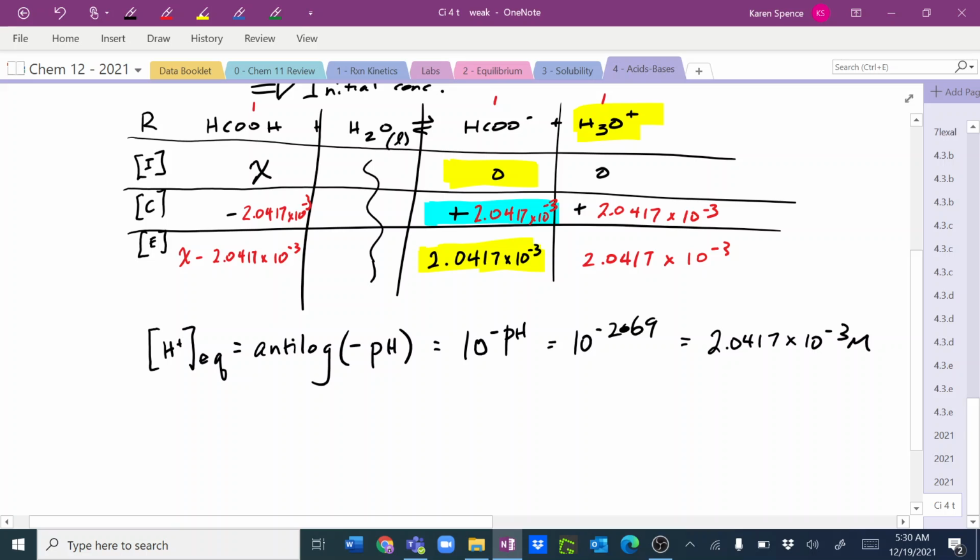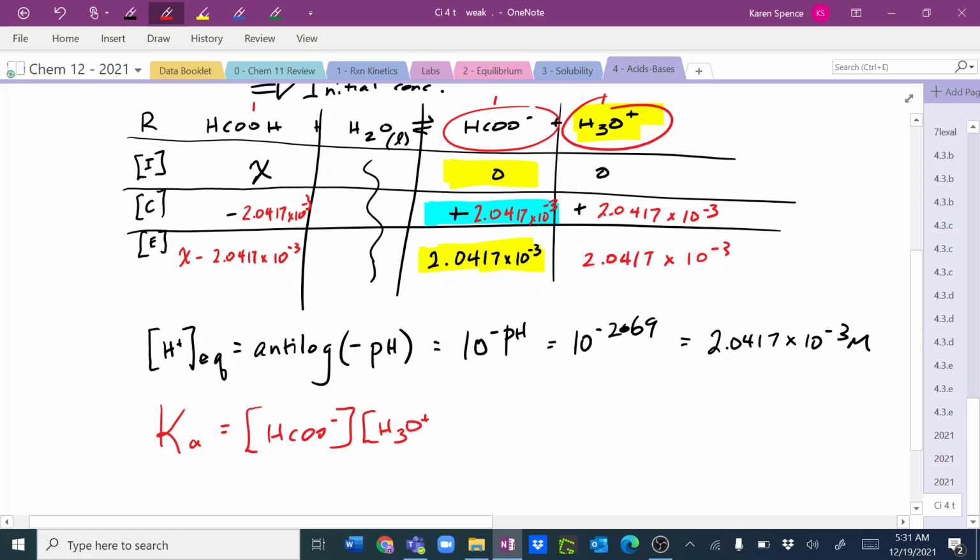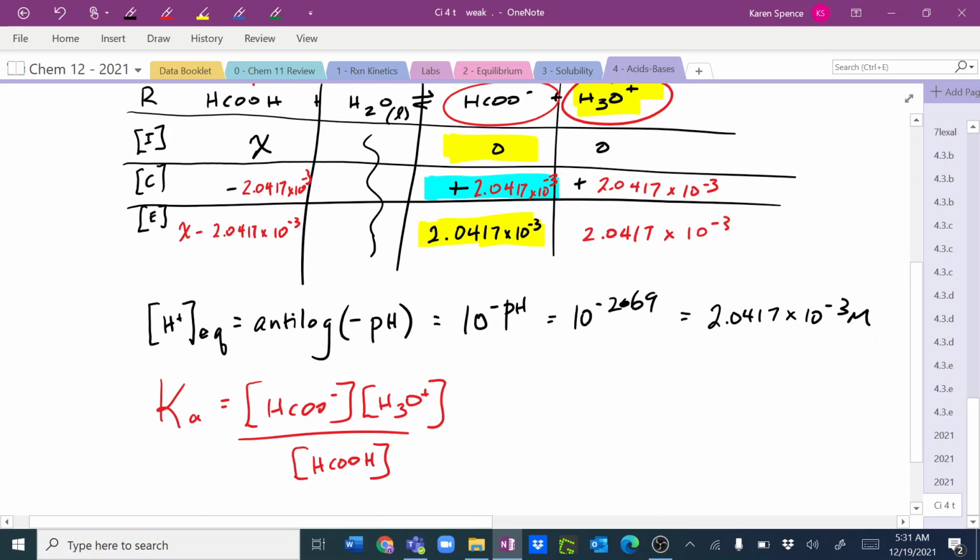We have done the ICE table. Now remember the little old lady walking along the street? She drops the bag of rice and the crow comes along and says, "Caw!" So we're going to do Ka now. And Ka is equal to our products, HCOO minus, H3O plus, over HCOOH. And we plug in our values then from our equilibrium line, this one here, okay?